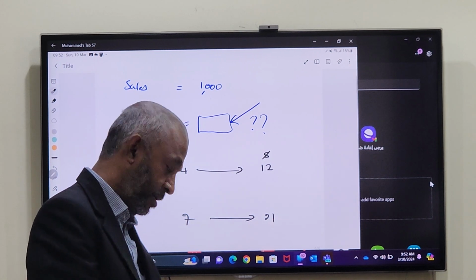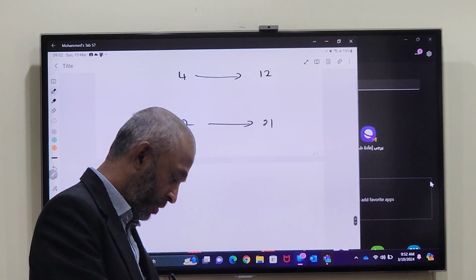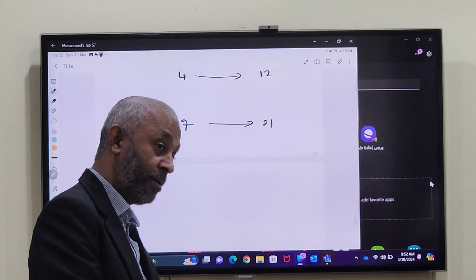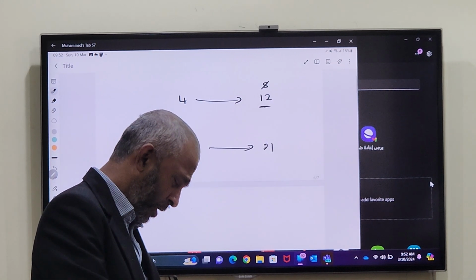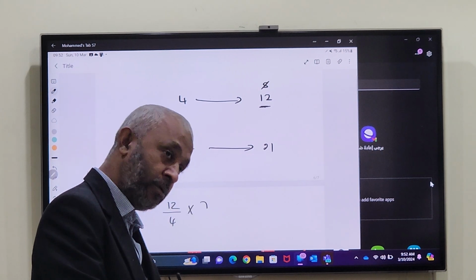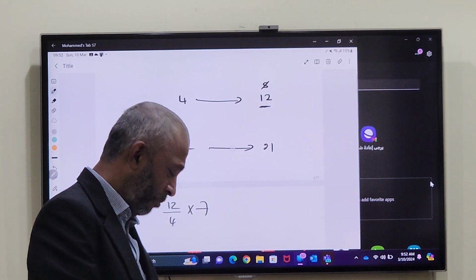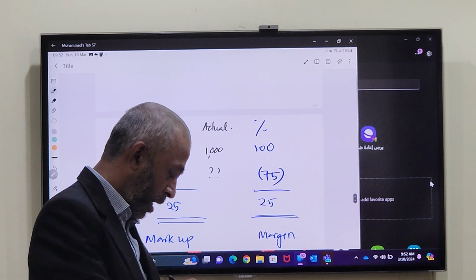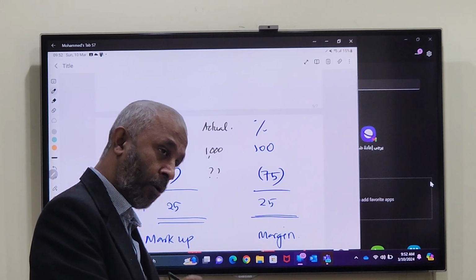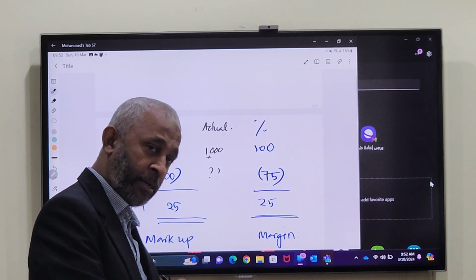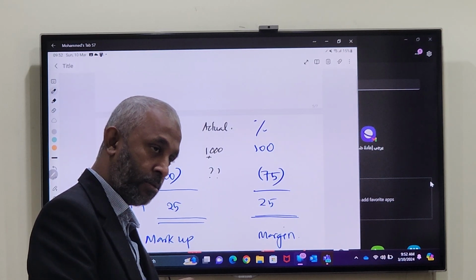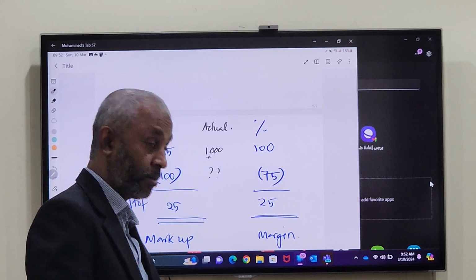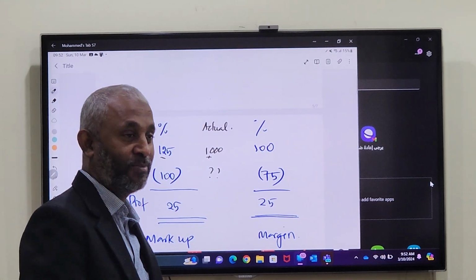Tell me please. Divided by 4. That one means what? 1 mango. So this is 12 divided by 4 into, this is what you did. So same thing here. 125 mango, $1,000. 100 mango, how much?